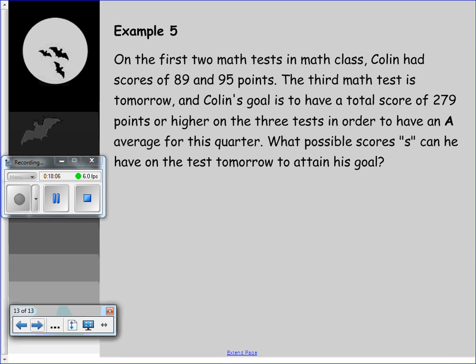All right, now I would ask you to read example 5, set up an inequality, and I'll come back and we'll check the answer.